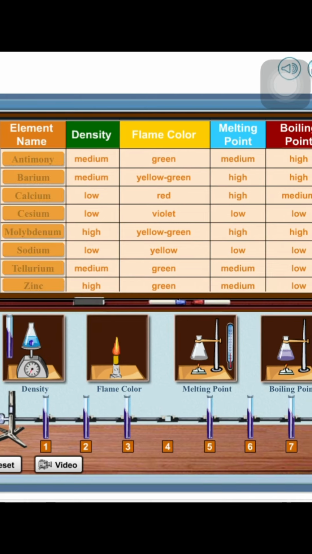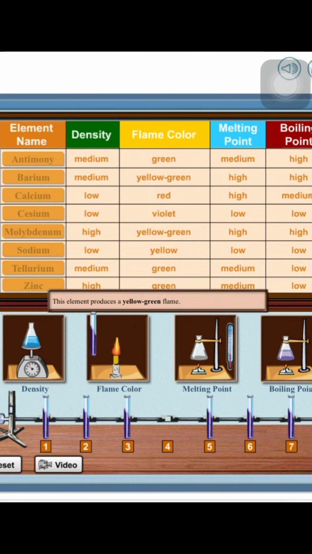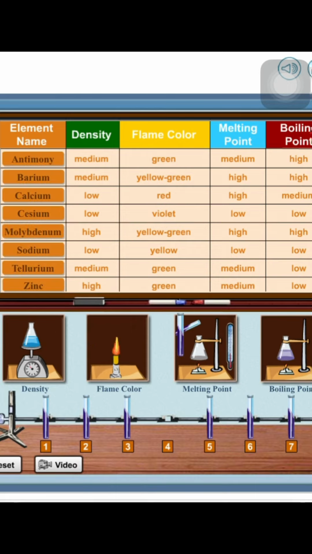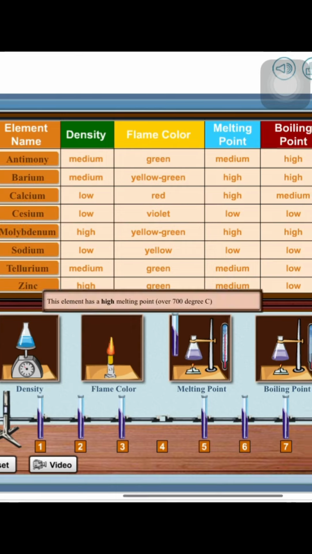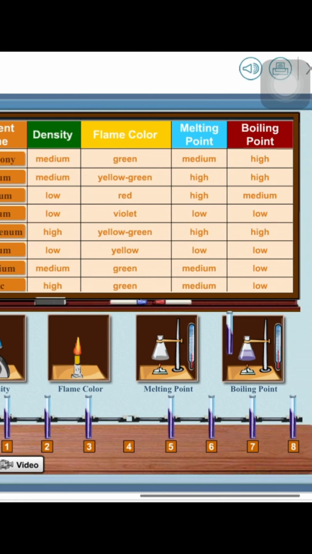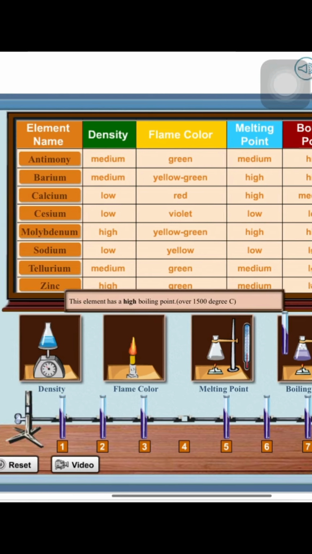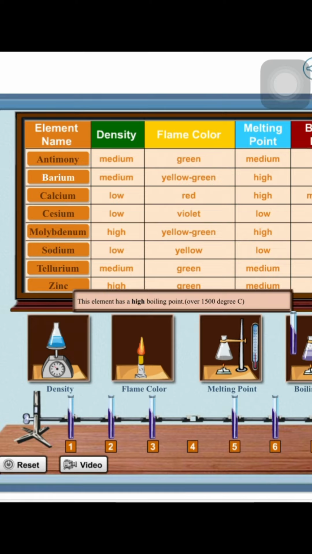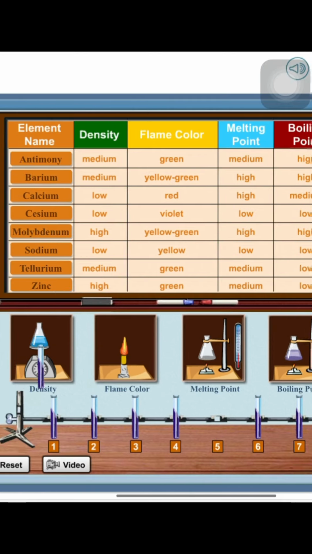For mystery element number 4, it has a medium density. A yellow-green color was produced. It has a high melting point and also a high boiling point. Congratulations! You have correctly identified the mystery element. And the element name is barium.